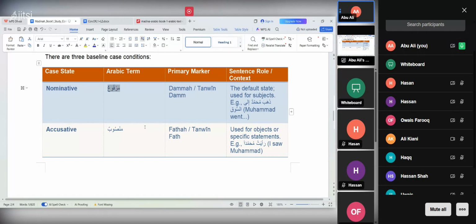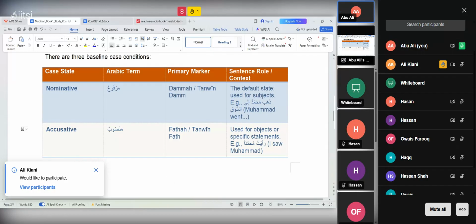When a noun ends with a fatha because of its placement in the sentence, we say because of its function. Notice, guys, we're making a takhsis, a specification. We're saying because of its function in the sentence, not because of something else. We say it's mansoob. Mansoob means it ends with a fatha because of its function in the sentence.